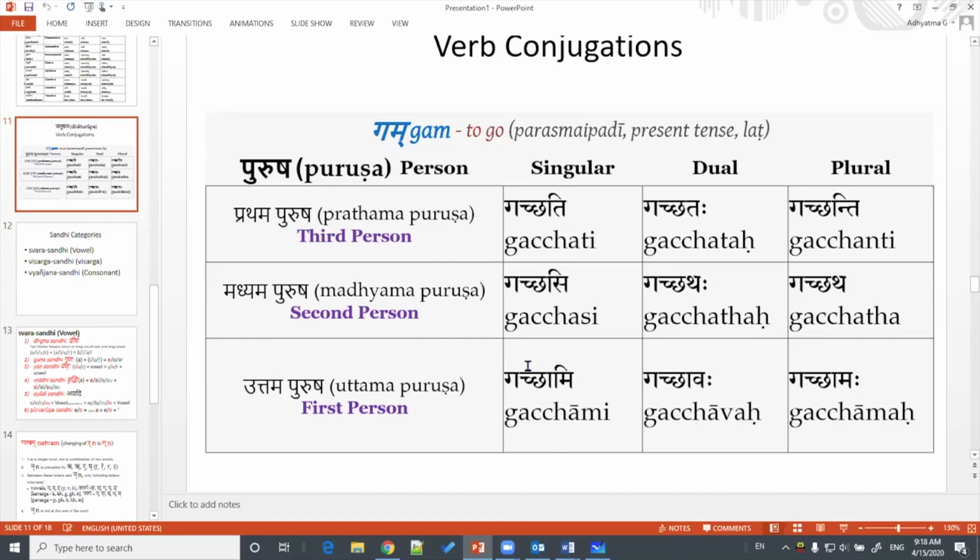Gacchami, if I just say gacchami, and gam means to go, and it's present tense, I know that the meaning of this word becomes I go, because it's a singular first person. If I say gacchamah, it's a plural first person, and the meaning becomes we go. So just a single verb form makes a complete sentence in Sanskrit. As I told you, the verb is the central feature of a sentence in Sanskrit.